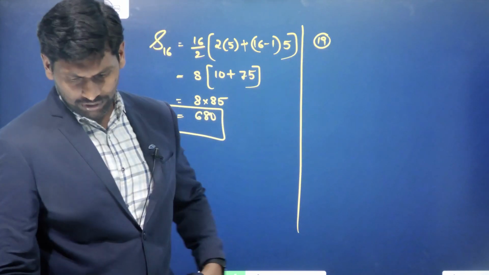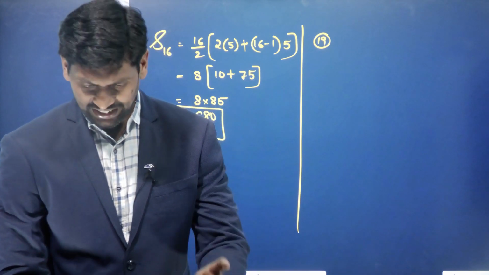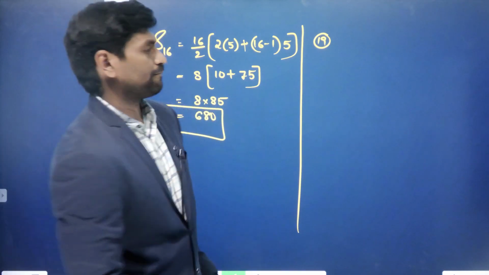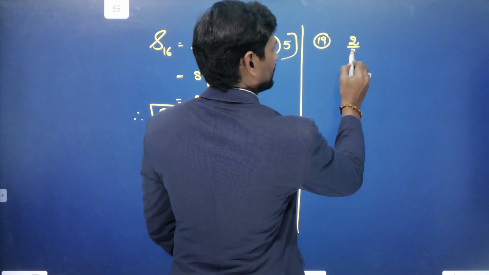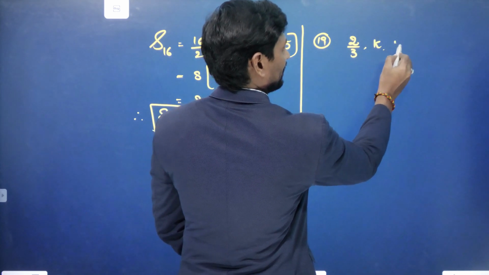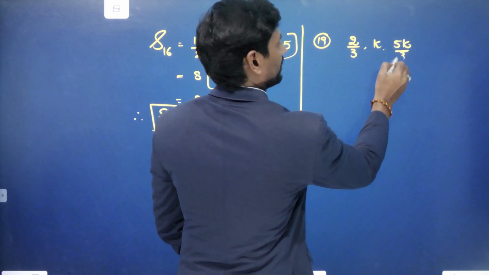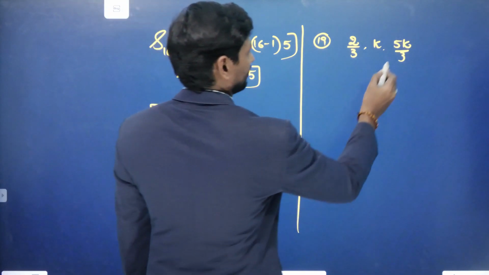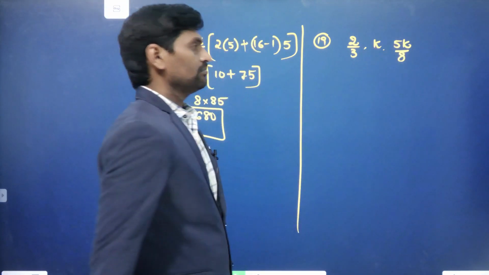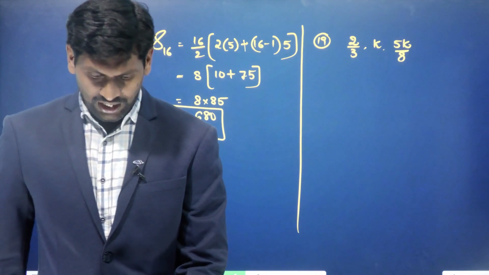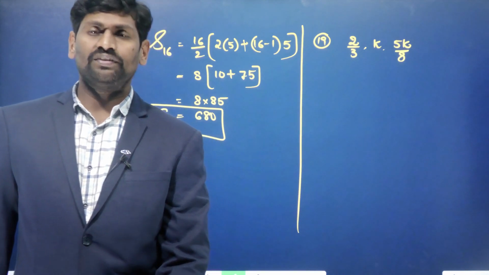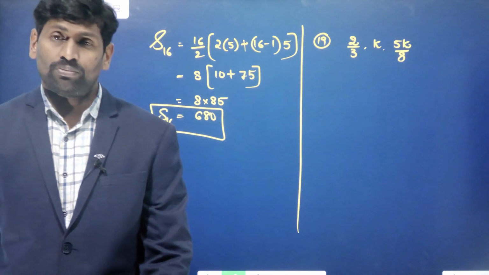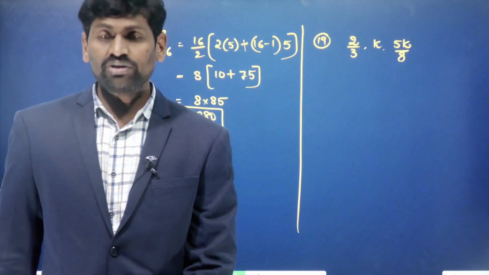Yeah, the 19th problem: if 2/3 k, k, and 5k/8, these three terms are three consecutive terms of an AP. Consecutive terms means they follow the common difference between them. Okay? So we need to find 33k.